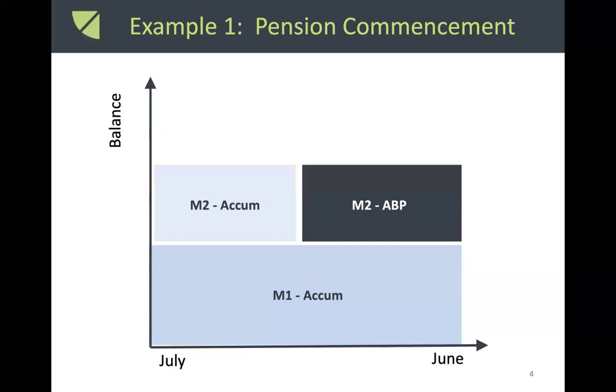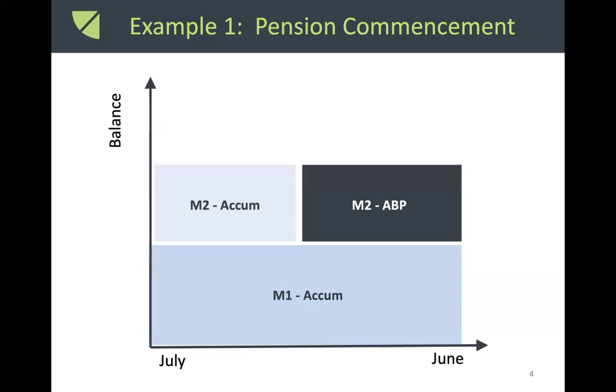In this particular case, we have the first member who's called M1. The first member has his or her balance all in accumulation for the entire year, and the second member, called M2, just for something different, has his or her balance in accumulation for the first part of the year and then starts a pension, and the balance is in account-based pension for the second part of the year.